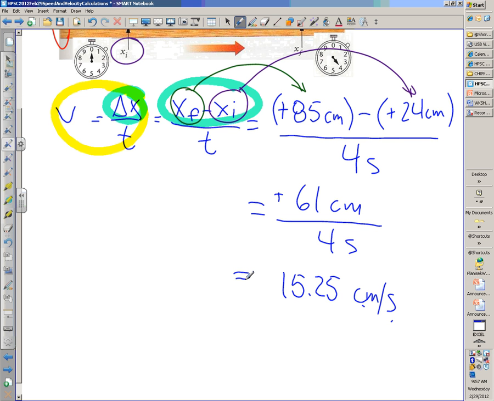Is this the right answer to this problem? No. What should we put on here? We could go 15.25 centimeters east. Or if we stay consistent with what we've been doing to take care of the direction, let's call it positive 15.25 centimeters per second. That means we're going, in this case, towards the right because that's what we've established as our positive direction. Okay? Good so far?